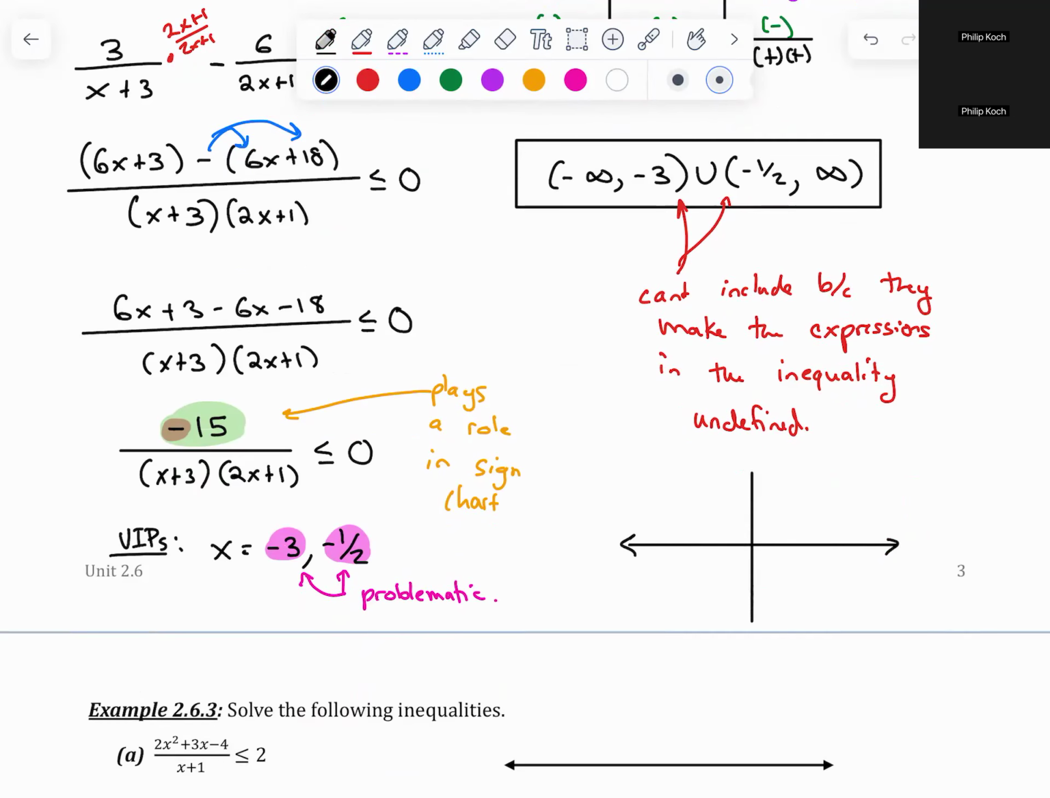They cannot be included. And I forgot to do it on the previous one, but this is what the function will look like, actually.